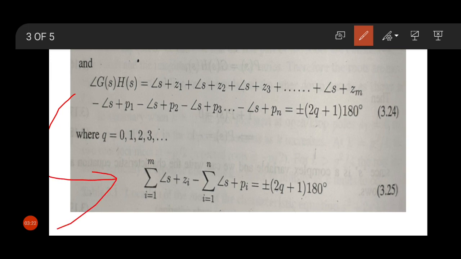We can write this equation in this way: summation of angle of (s+zi), where i varies from 1 to m, minus summation of angle of (s+pi), where i varies from 1 to n, equal to plus or minus (2q+1) times 180 degrees. This is equation number 3.25.